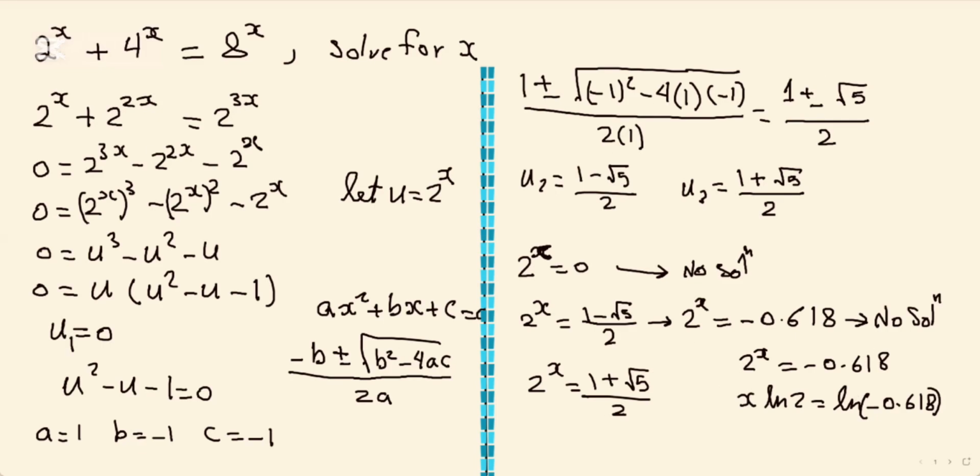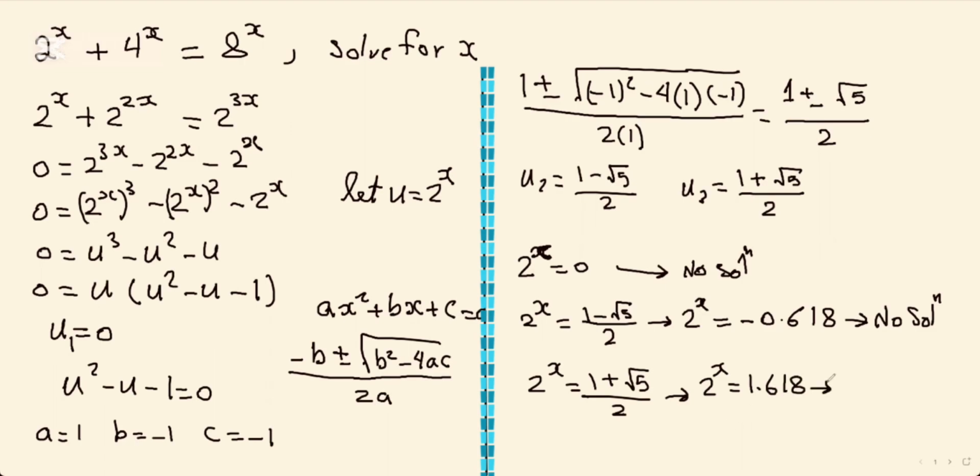All right. Now we're left with the last one here, and hopefully you could get a solution out of that. So the first thing I'm going to do, I'm just going to find out what this expression equals, 1 plus root 5 divided by 2. And that gives me 2 to the power of x equals 1.618. And to solve this expression, I have to ln both sides. So when you ln this side, the x is going to drop, and you're going to get x ln 2 equals ln 1.618.